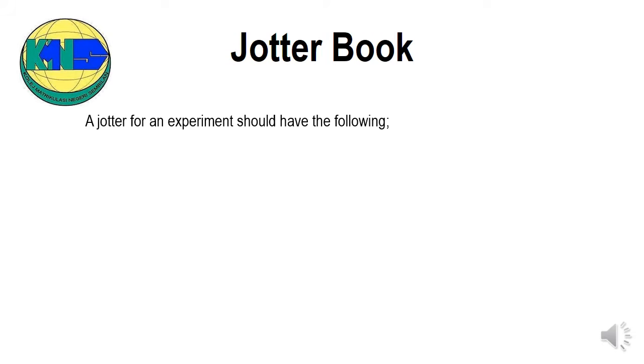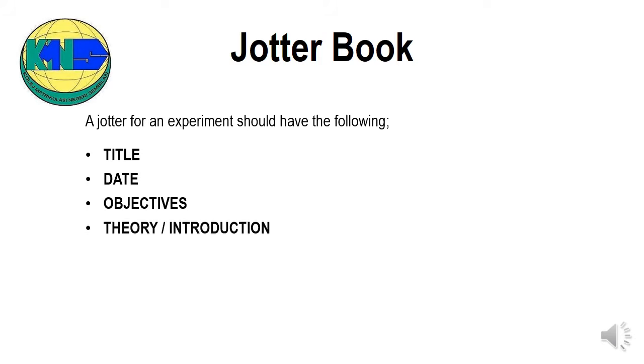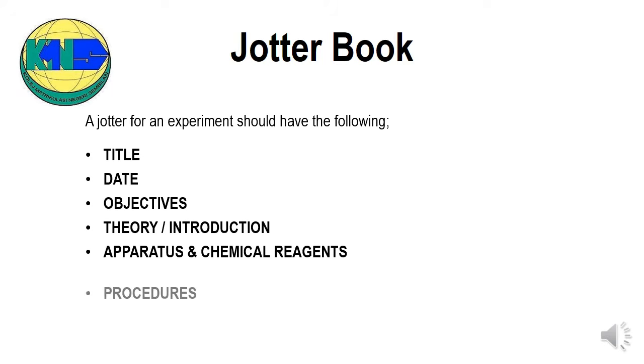A Jotter for an experiment should have the following: a title, a date, the objectives, theory or introduction, apparatus and chemical reagents, procedures, and results.